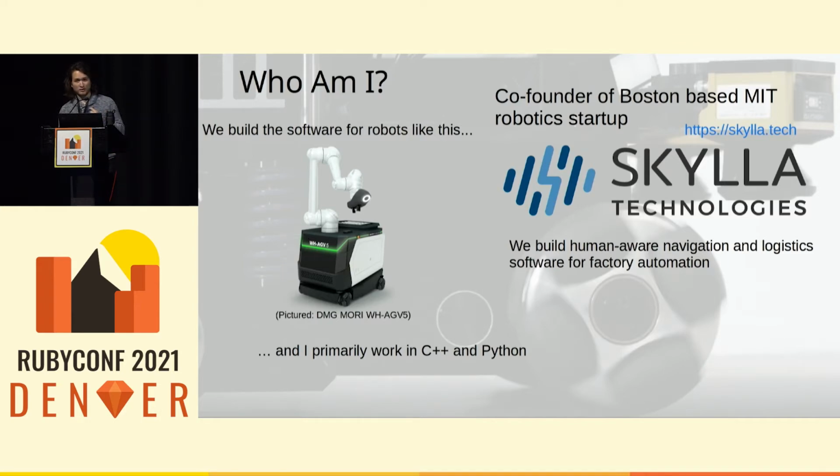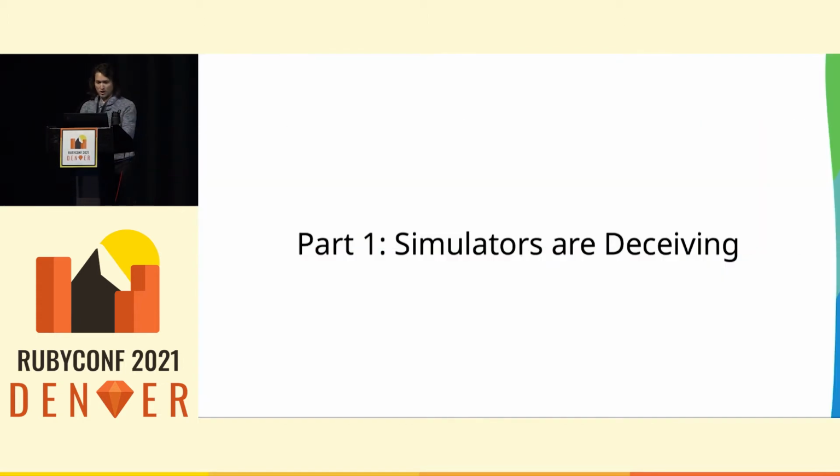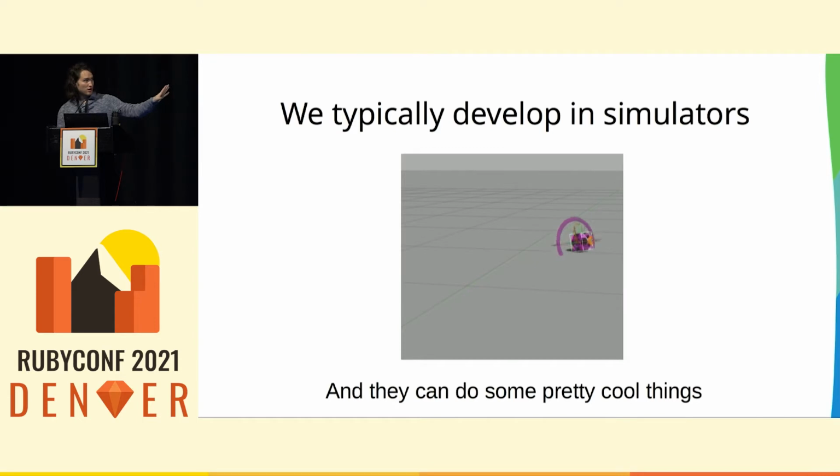I primarily work with C++ and Python, so admittedly Ruby's not actually my bread and butter. Our stack also has a lot of Elixir and Rust. So simulators. Most of our work is in simulators, right? We start off by building a model and putting it in a simulation.